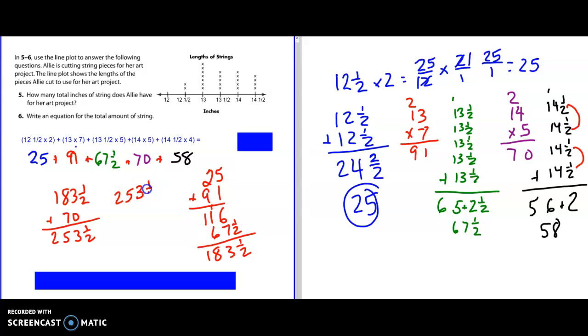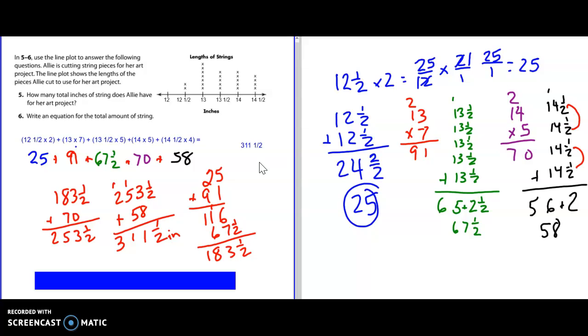Okay, so 253.5, adding our final number of 58, we have a half. 8 plus 3 is 11. 5 plus 5 plus 1 is another 11. And then I have 2 plus 1 is 3. Okay, so up here underneath this blue box, I have the final answer. Let's hope I did my math correctly. So my final answer should be 311.5 inches of string. So let's check it out. Boom, yes.